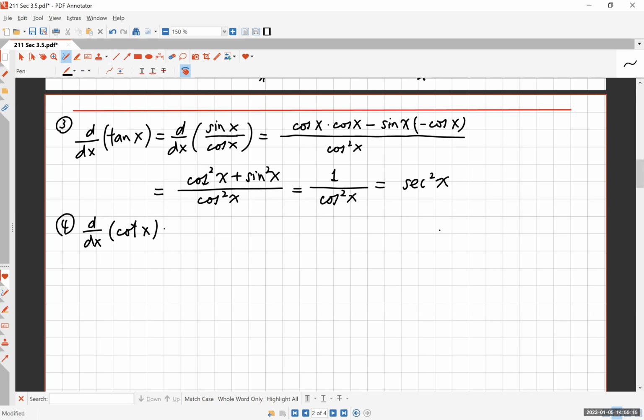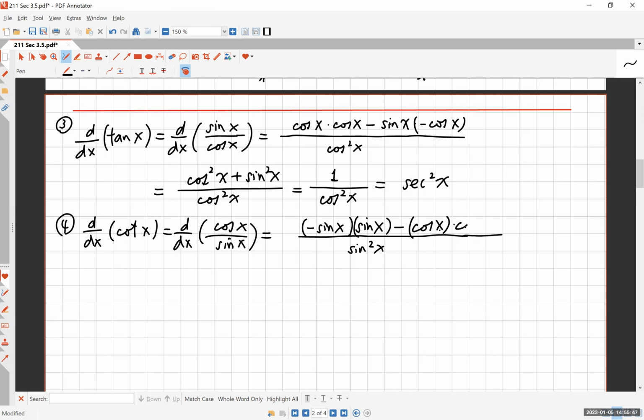How about cotangent? Okay, so this will be the opposite, right? It's cosine x over sine of x. All right, so what is, according to the quotient rule, what is this? Well, the denominator is sine square x. The numerator is the derivative of the first, the top, which is negative sine, times the bottom, minus the top times the derivative of the bottom. And because the denominator used to be sine x, it's going to give you cosine of x.